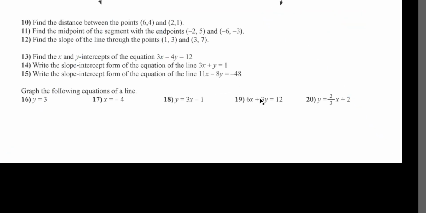Sounds like I'm being a little harsh on you. I probably am, but with good reason, okay? With very good reason. So let's watch. Here we go. Find the x and y intercepts. Okay, how many times have we done x and y intercepts? A lot. Somebody tell me what the first step is to find the x-intercept.